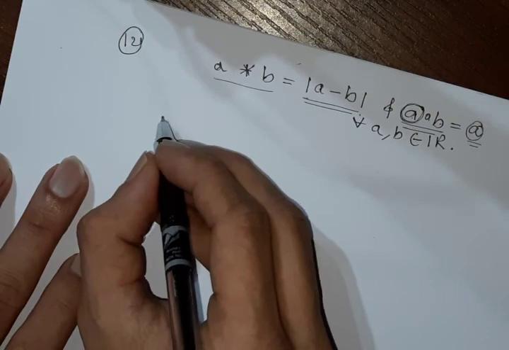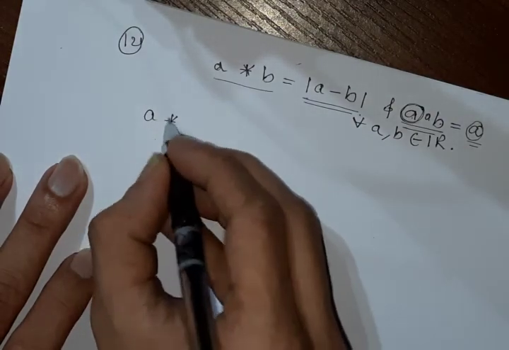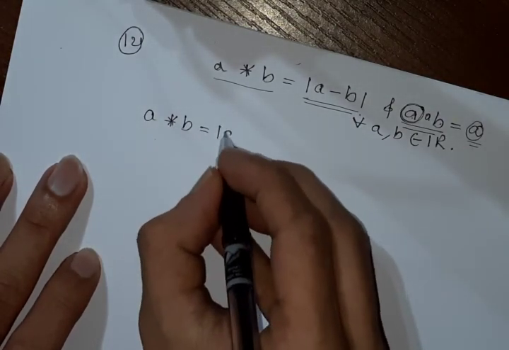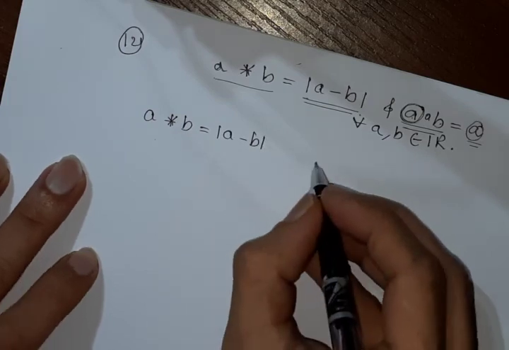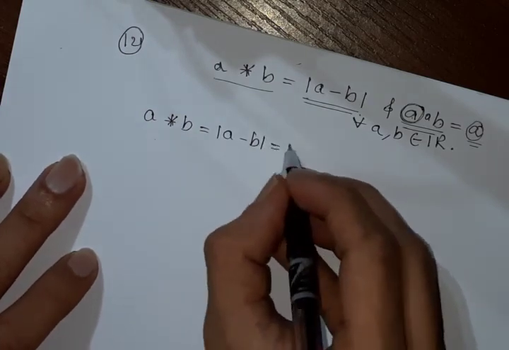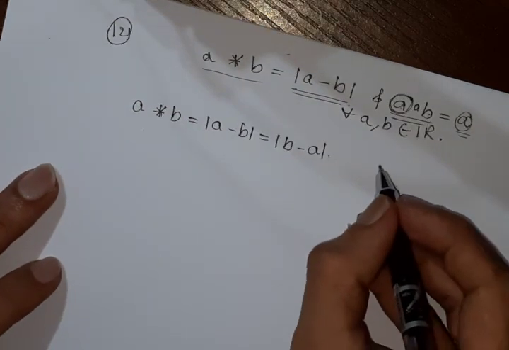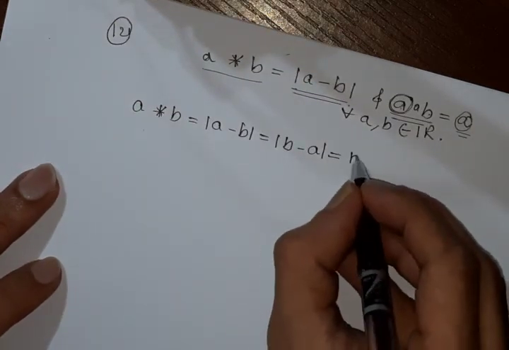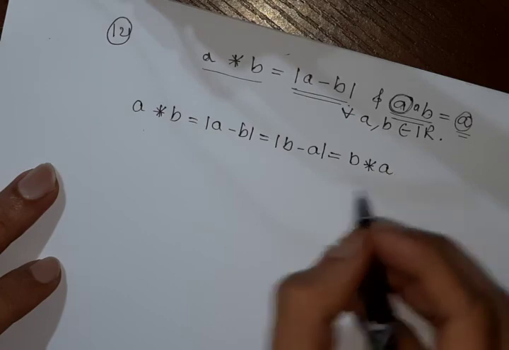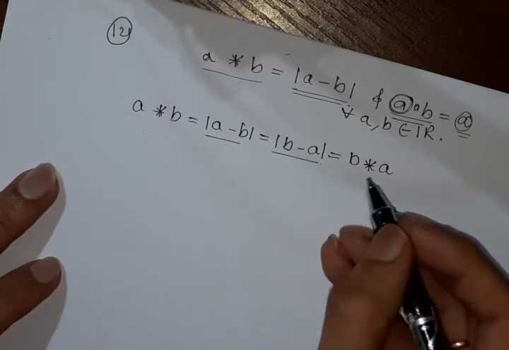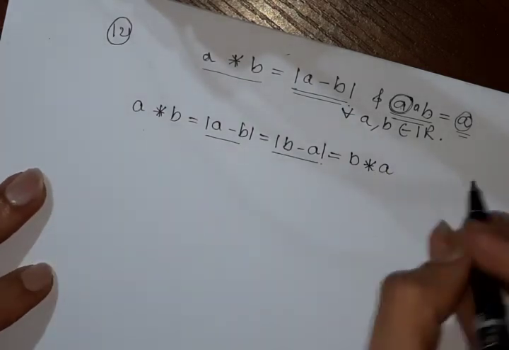So if you look at A star B here, that is modulus of A minus B, which is equal to modulus of B minus A, which is nothing but B star A. Now why is modulus of A minus B equal to modulus of B minus A?